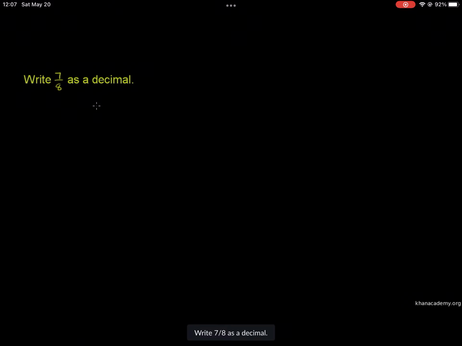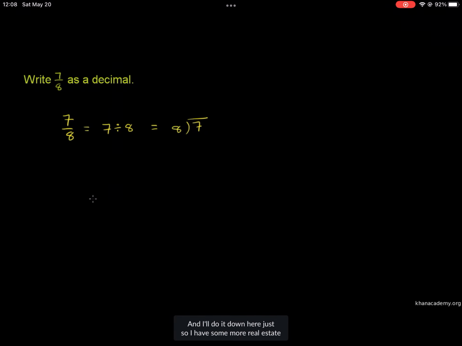as a decimal. The main realization here is that 7 over 8 is the same thing as 7 divided by 8. These are all different ways of writing the same thing. So let's actually divide 8 into 7. And I'll do it down here just so I have some more real estate to work with. I'm going to divide 8 into 7.